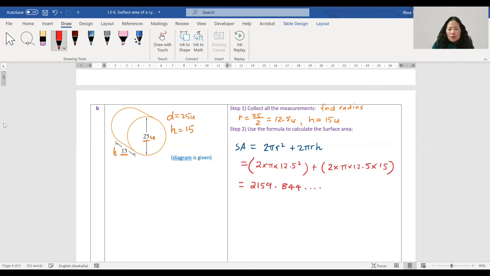2,159.844... and I want it in 1 decimal place, so 2159.8, because 4 is less than 5, so I'm going to ignore it. And my units is square units.